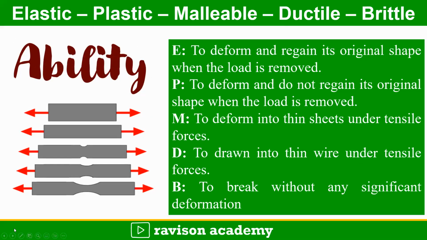So as an outline, we can define the elastic material as the ability to deform and regain its original shape when the load is removed. Plasticity is defined as the ability to deform and not regain its original shape when the load is removed. Malleability is defined as the ability to deform into thin sheets under tensile forces. Ductility is defined as the ability to be drawn into thin wire under tensile forces. Brittleness is defined as the ability to break without any significant deformation.